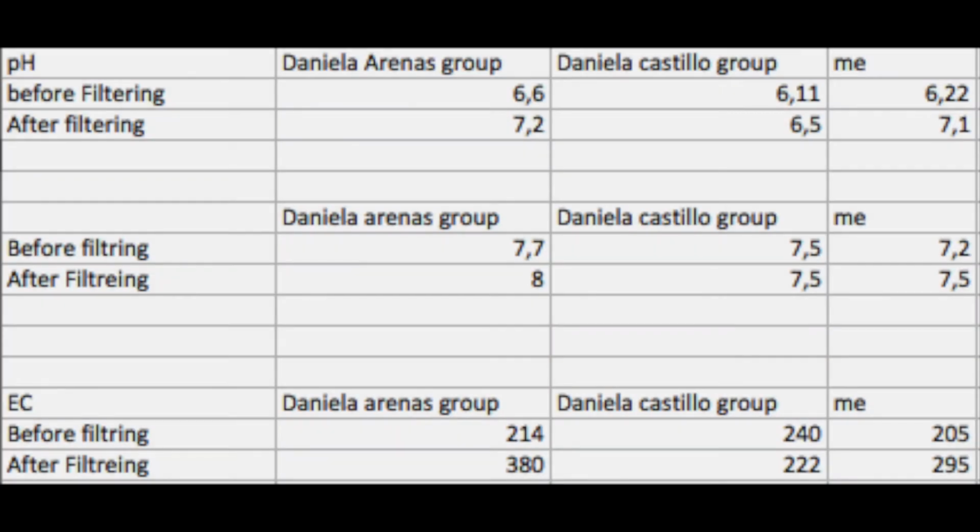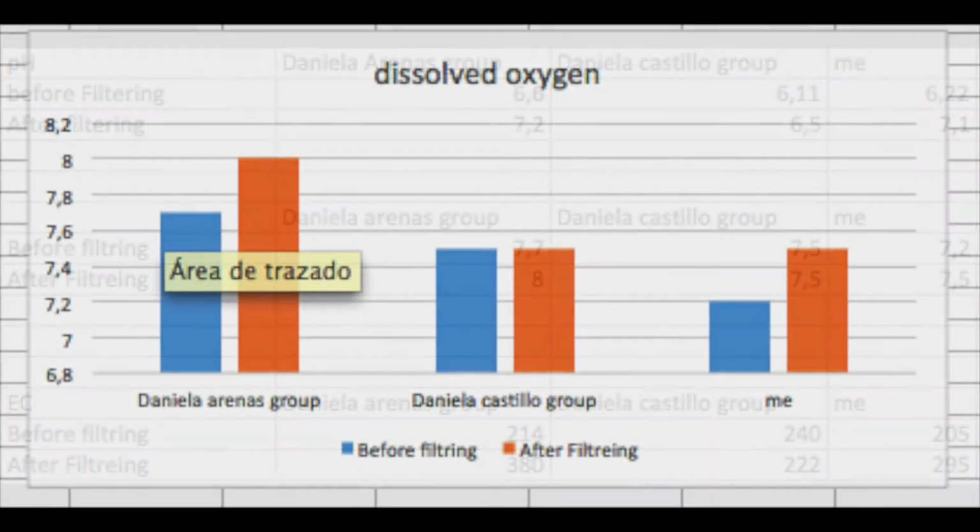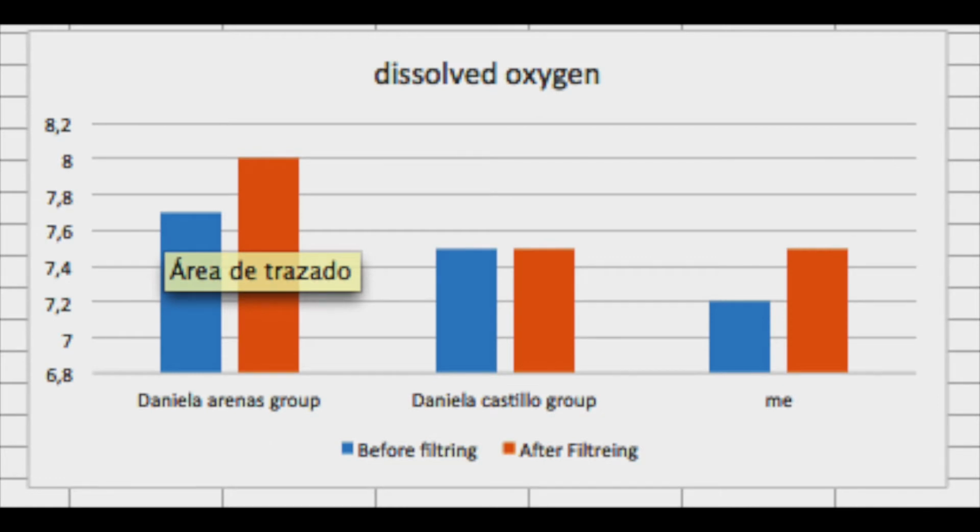In the graphs of dissolved oxygen, we can see Daniela Arenas's and Daniela Castillo's groups have very similar results, and mine is the lowest. This was before filtering. However, after filtering, mine and Daniela Castillo's groups are very similar. Instead, Daniela Arenas's group has the highest results. We can classify this table as constant because the results are very similar.